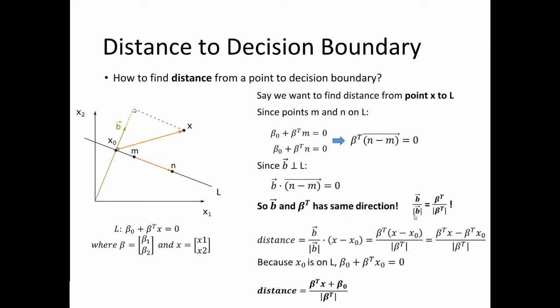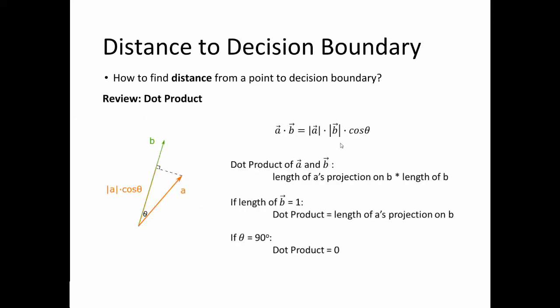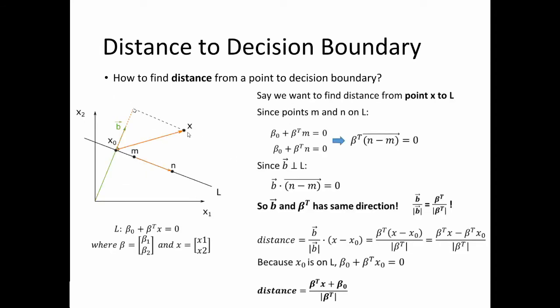This unit vector here becomes particularly handy because, as we have shown on the previous slide, if the length of the vector B is equal to 1, then this orange dashed line here is just the dot product of vector A and vector B. So the distance from point x to the decision boundary is just this orange dashed line, which is just the unit vector of B's direction multiplied by this vector from x0 to x. And because of this equation, we can substitute B divided by the length of B with beta transpose divided by the length of beta transpose, and we get this expression.